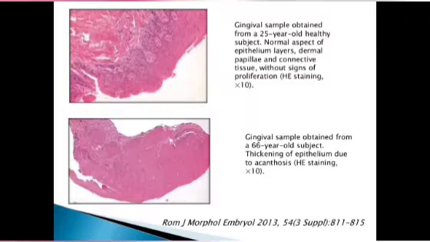Gingival sample obtained from a 25-year-old. There is a normal aspect of epithelial layers, dermal papillae, and connective tissue without signs of proliferation. And this is the gingival sample obtained from a 66-year-old subject. Thickening of the epithelium due to acanthosis.